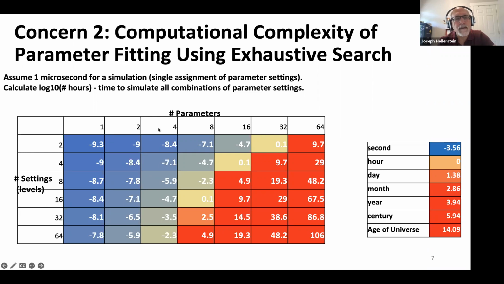I don't know many biochemical models that are over here, but there are probably some simple ones. And it's very common for us to be over here. And the number of parameter settings, these are continuous valued parameters, so we have to explore quite a bit. The observation is that if you're over here, it doesn't take too long. But once you start moving over into this region, certainly with more parameters and more settings, we're way past the time it takes to do anything remotely feasible that could be calculated.